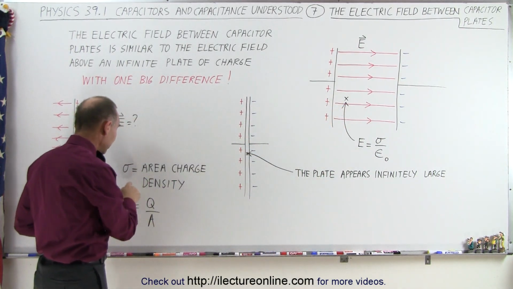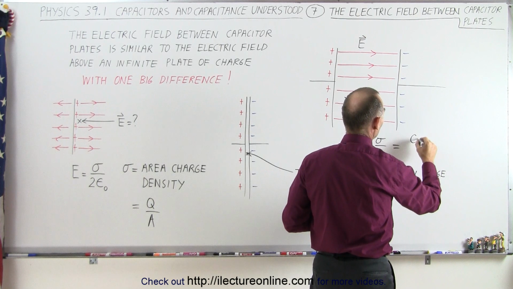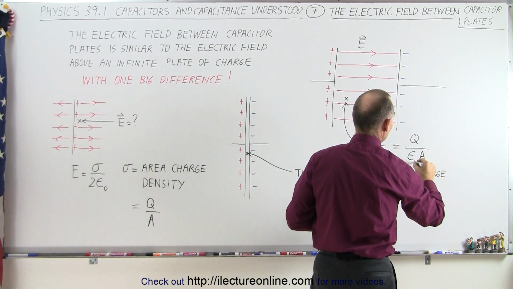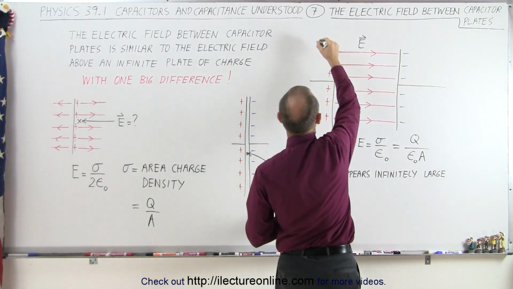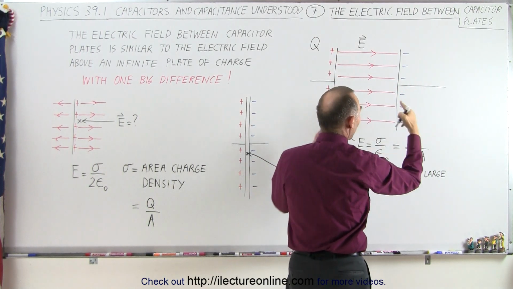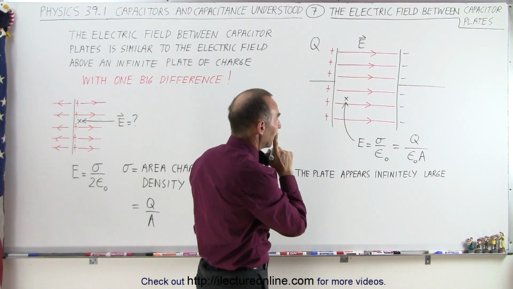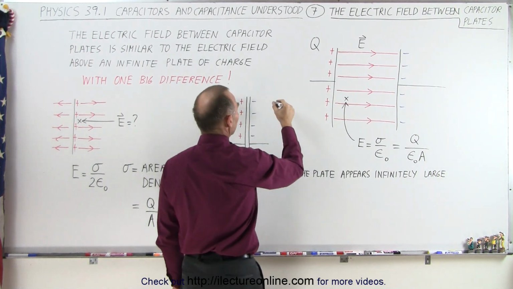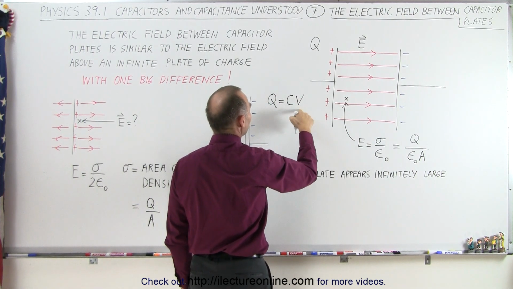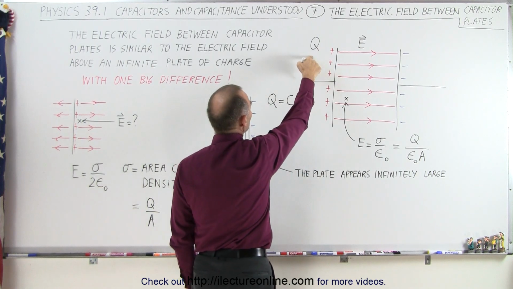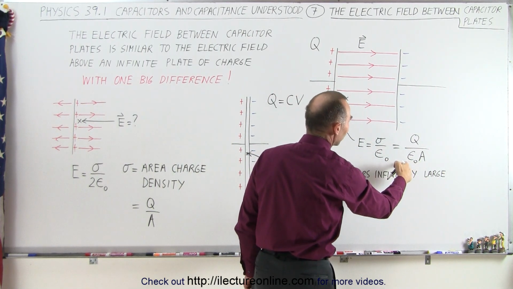Now, if we put in the definition that sigma, the area charge density, is charge divided by area, this can then be written as the charge divided by area times epsilon sub naught. So ultimately, the electric field inside a capacitor, when a capacitor has a charge Q on it, will be equal to the charge on the capacitor divided by the area of the plate times epsilon sub naught. So if you think back to the definition of a capacitor, the amount of charge on a capacitor is equal to the capacitance times the voltage applied to the capacitor, then you can see that Q can be replaced by C times V, and so the electric field can be expressed as C times V divided by epsilon sub naught times A.